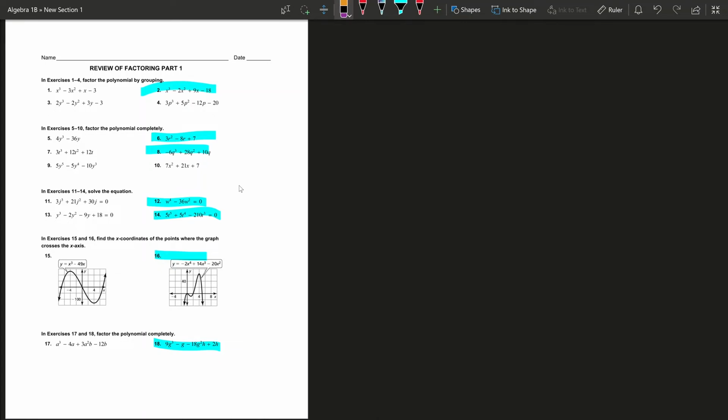Today we'll be working on review of factoring, part 1. I have highlighted the sections that we'll be working on today. Alright, let's begin.